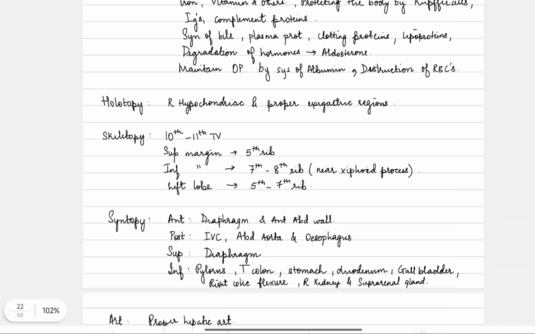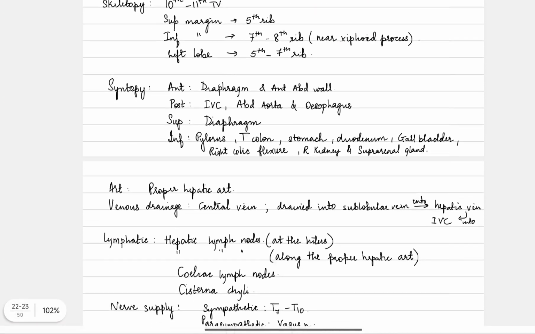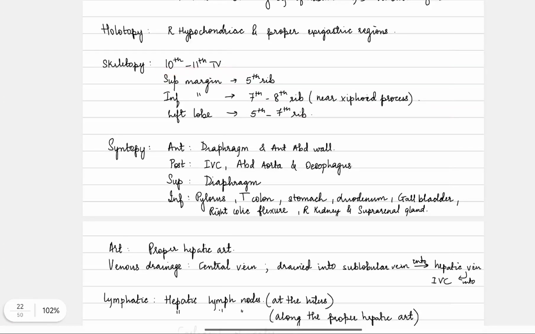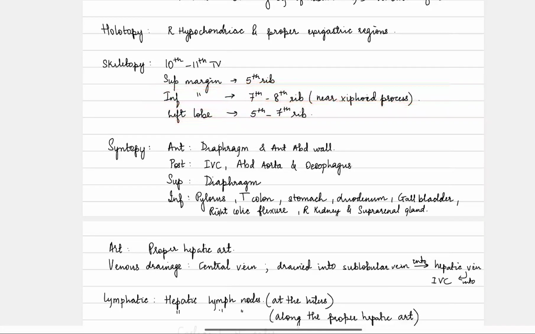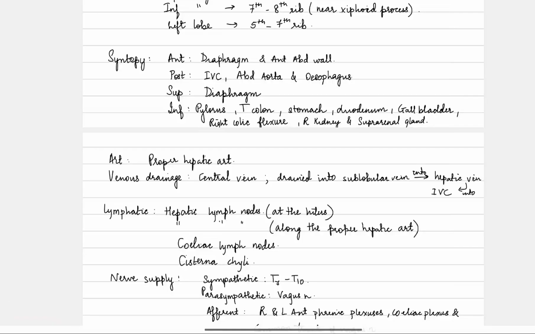The holotopy is the right hypochondriac and proper epigastric region. Skeletotopy is 10th to 11th thoracic vertebrae. Superior margin is near the 5th rib. Inferior margin is 7th to 8th rib near the xiphoid process. Left lobe is 5th to 7th rib. Its syntopy is anteriorly diaphragm and anterior abdominal wall, posteriorly inferior vena cava, abdominal aorta and esophagus. Superiorly there is diaphragm, inferiorly pylorus, transverse colon, stomach, duodenum, gallbladder, right colic flexure, right kidney and suprarenal gland.